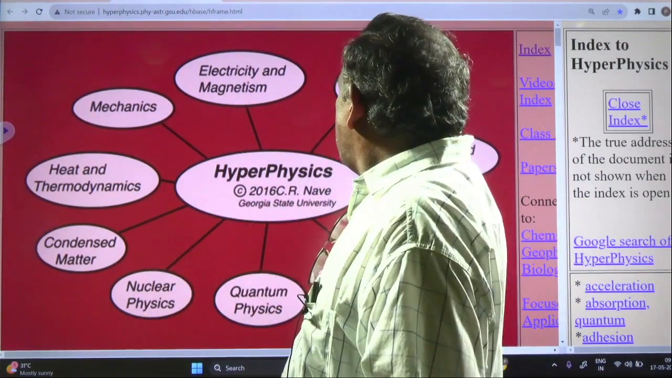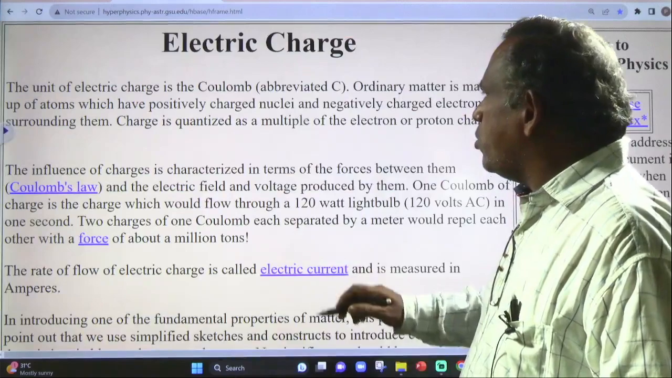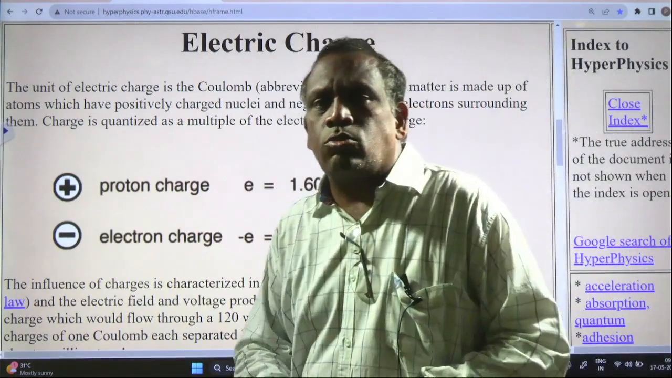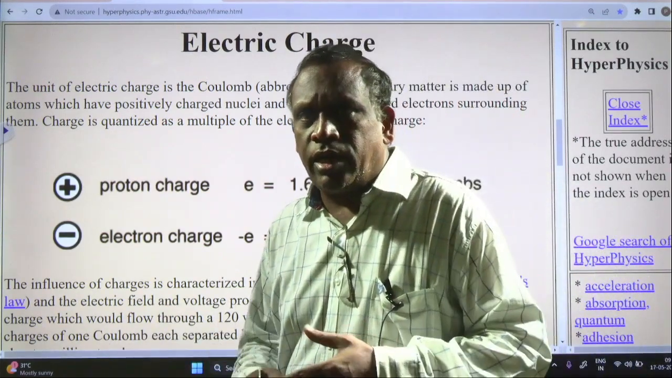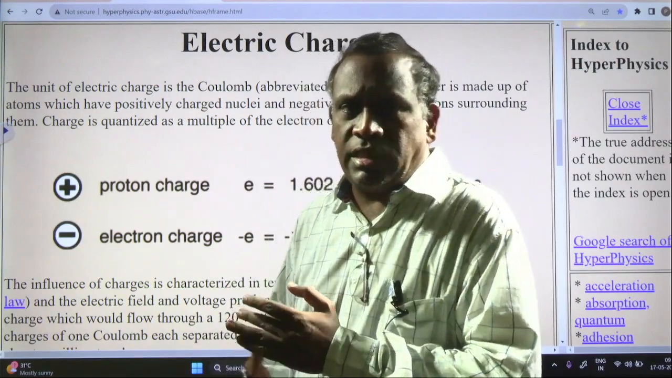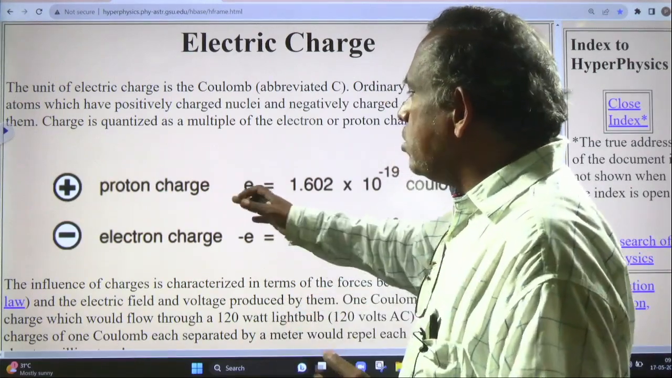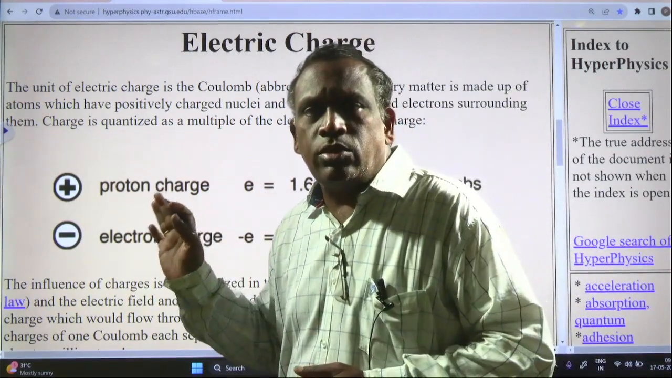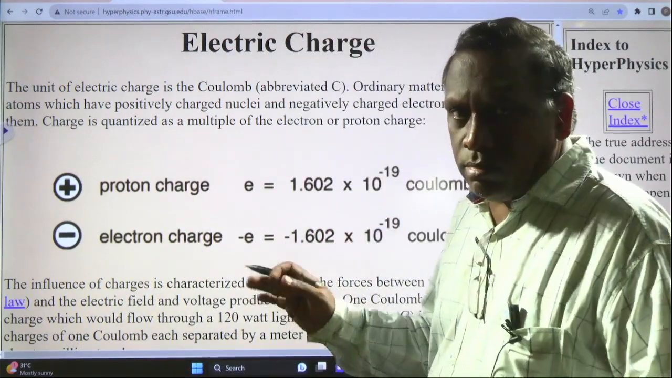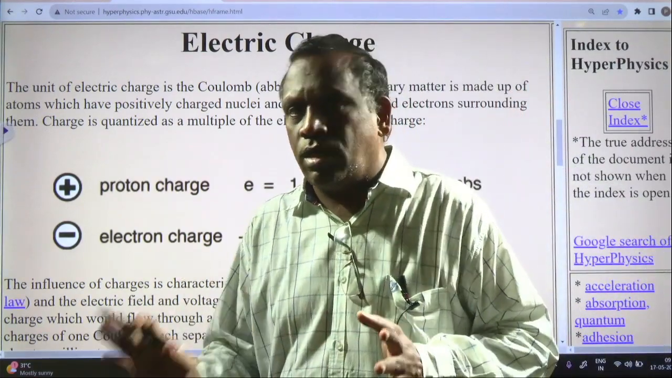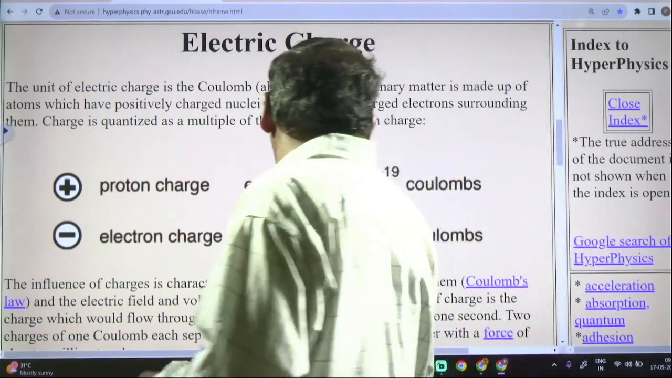In electricity, the electrical element we are going to discuss is electric charge. The unit of charge is the coulomb. Charges are of two types, or you can take a neutral charge also. The first is positive, the second is negative, and the third is neutral, of course. The charge of a proton is 1.6 into 10 power minus 19 coulombs. The charge of an electron is the same in magnitude, but the negative sign should be taken here: minus 1.6 into 10 power minus 19 coulombs.